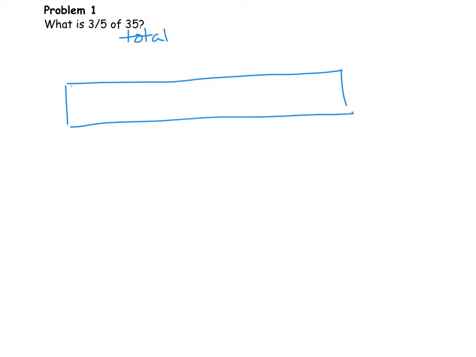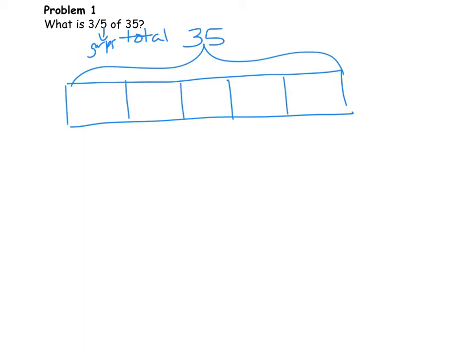Problem number 1. What is 3/5 of 35? Well, we're going to write this as a tape diagram, and I know that 35 is my total. So here's 35. And then 3/5, so this is my groups. So I need 5 groups that are somewhat equivalent. And I've got to figure out 3 of them. So 3/5 of 35 is, and we don't know that yet, so we're going to leave a blank.